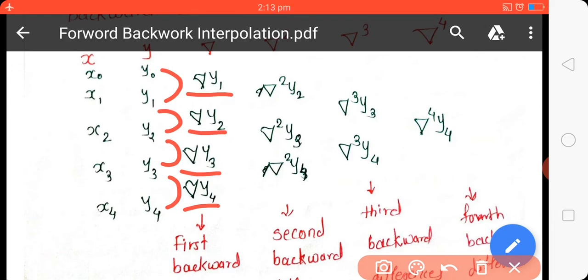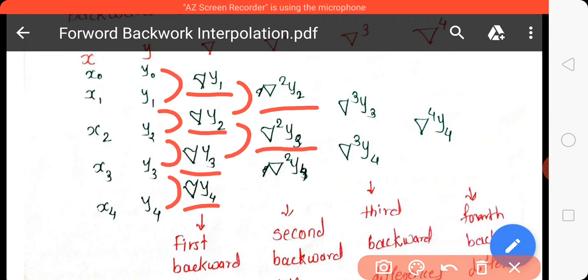Now we calculate the second. For this, we take the difference del y2 minus del y1. This gives del square y2. Then we calculate the difference del y3 minus del y2. This gives del square y3. Take the difference del y4 minus del y3. This gives del square y4.